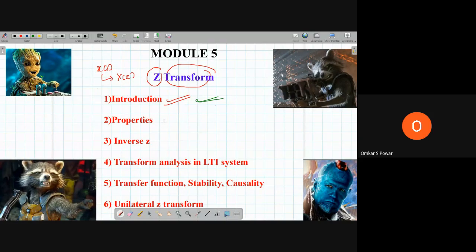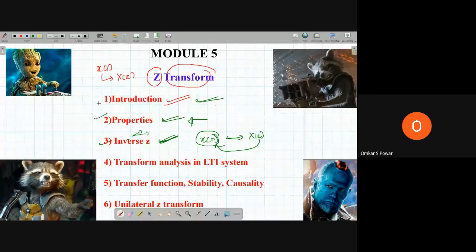In the second part, it's about properties. If you go back to signals, like causality and stability, the same thing you're going to study here also, with respect to stability, causality and all. Then the inverse Z transform: you converted your time domain signal to the Z domain, so how can you convert back from the Z domain to your time domain signal? That is the inverse Z transform. There are two methods: one is the partial fraction method, and the other is the power series method. Those things we will discuss here.